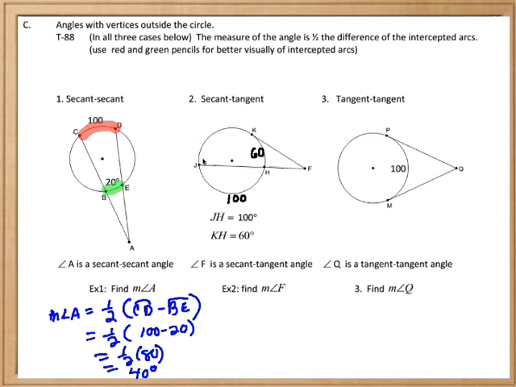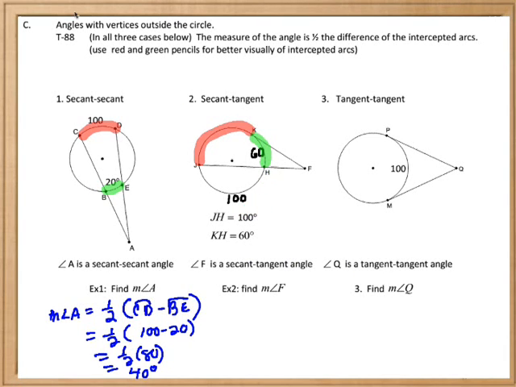Using our colored pencils, we know that JK is one intercepting arc. That's where the lines meet the circle. And the other intercepting arc is KH. We need to subtract the green from the red, but we don't know the red.